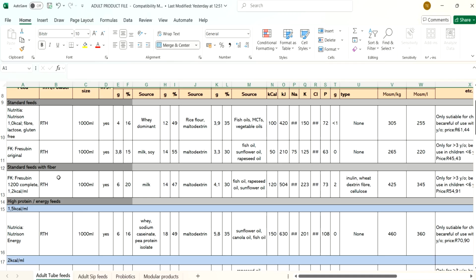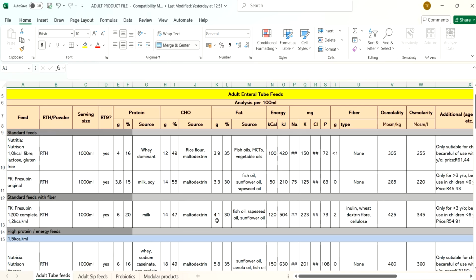So again, anything below 1.5 kcal is a standard feed. For example, we have Fresubin 1200 Complete. Now this is a 1.2 kcal per ml feed. Yes, it is slightly higher than the 1 kcal, but it's not classified as high in energy. So we don't put it under high protein or energy feeds. It's still standard, but it has fiber inside.